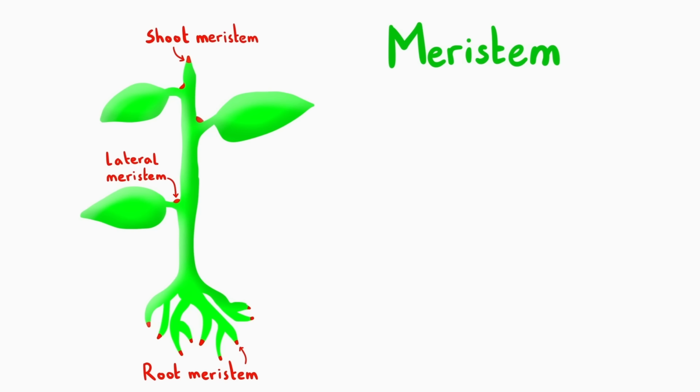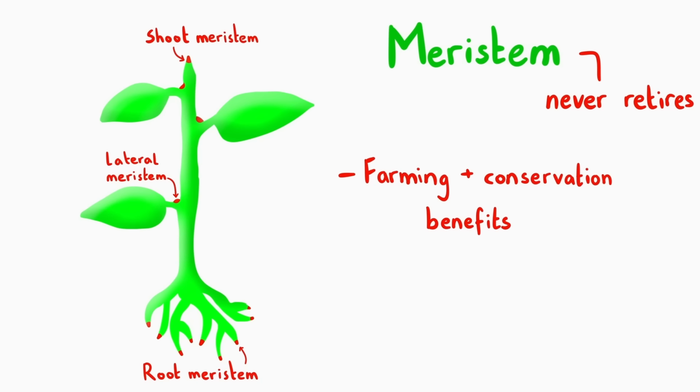Plants also have stem cells located in regions called meristems, which are located at the tips of the roots and shoots of a plant. Meristem cells remain undifferentiated throughout the plant's entire life and can divide and differentiate into any type of plant cell. This ability makes plant stem cells incredibly useful in agriculture and conservation.